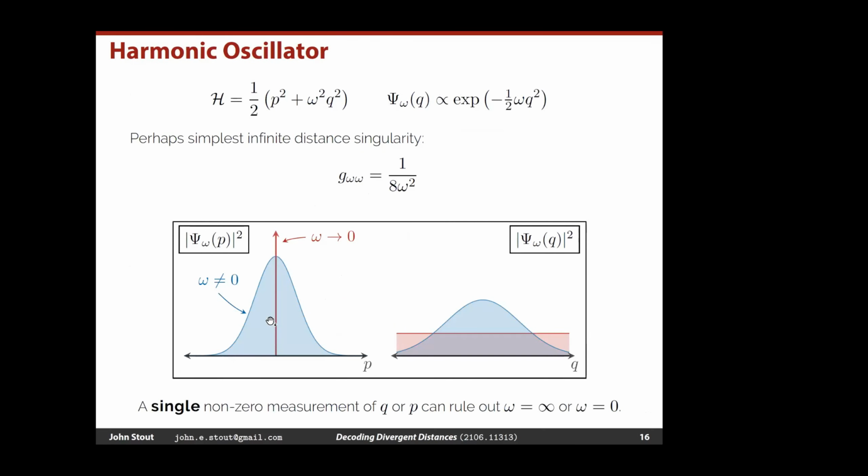We already ran into the simplest infinite distance points in the harmonic oscillator. And again, we can understand this as, if I take the variance to 0, or I take the frequency to 0 or infinity, then either in momentum space or position space, there are measurements that I can do that immediately distinguish that limit.